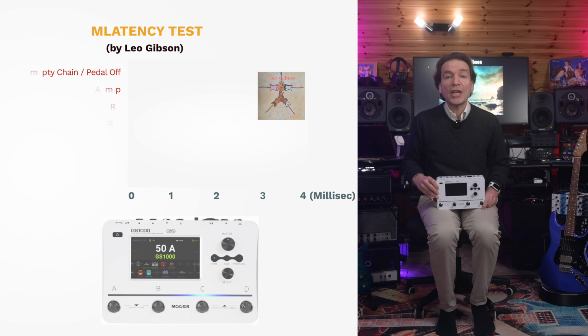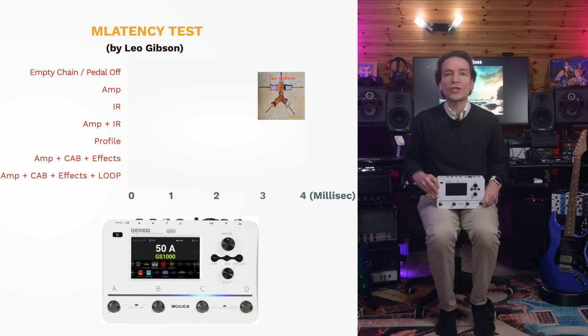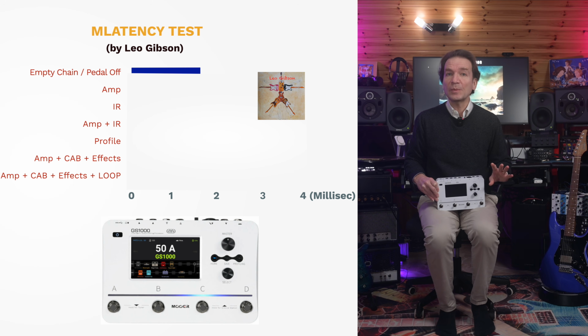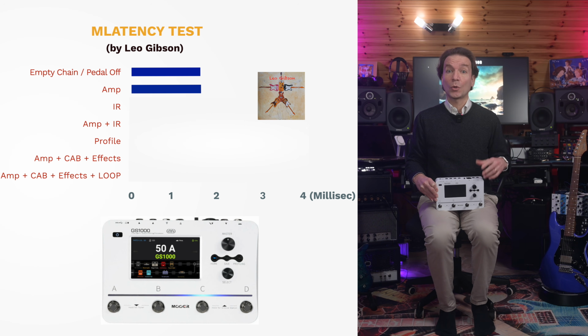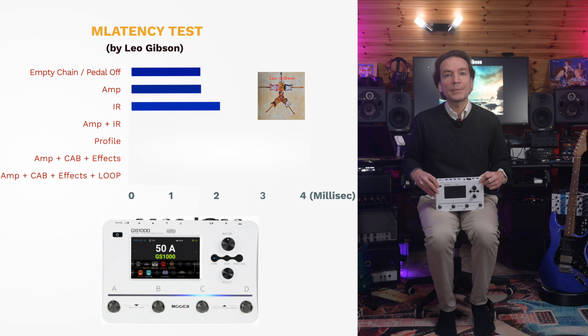With an empty chain, I mean no effect blocks in the chain, we have 1.8 milliseconds of latency. This means that basically the ADA conversion trip takes 1.8 milliseconds. If we switch on an amp block, the latency stays at 1.8 milliseconds, which means that the amp simulation algorithms are very efficient. If we activate a cab block, switching off the amp, we have 2.1 milliseconds.